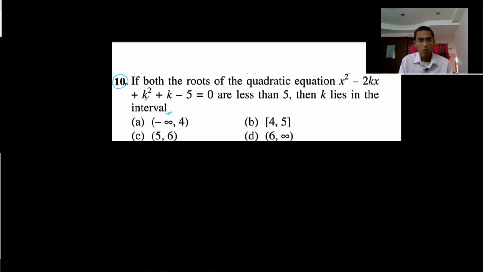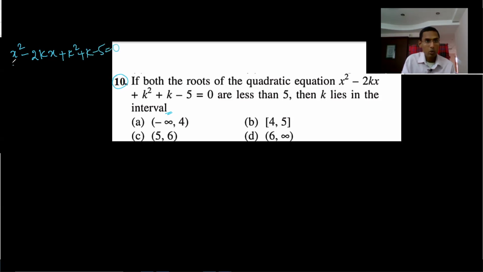One is you can find out the roots, make them less than 5, and then find the value of k. Another is the graphical method. Let's proceed with the first method. Let's find out the roots. The question is x square minus 2kx plus k square plus k minus 5 equal to 0.